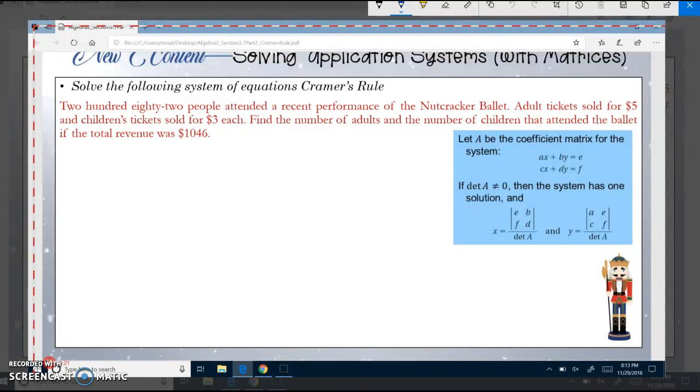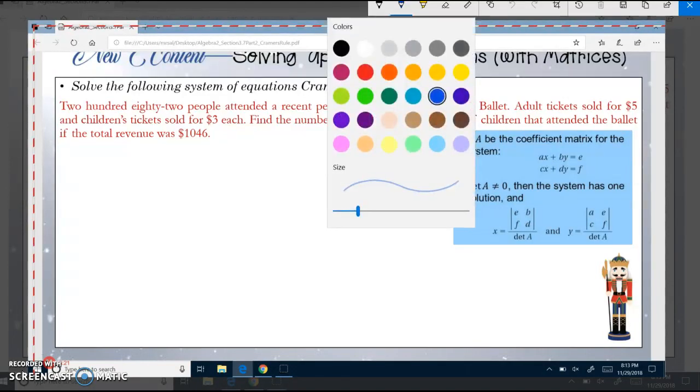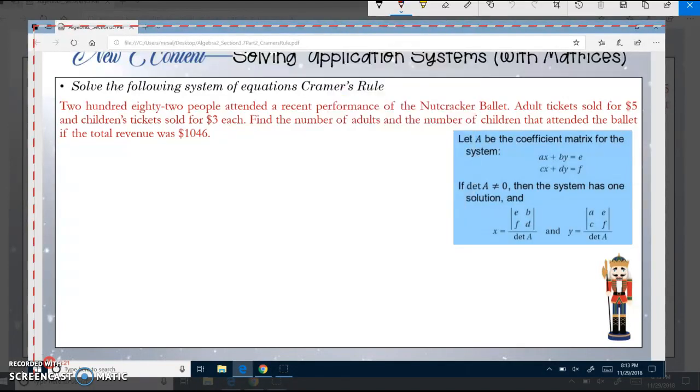$1,046. So this problem should feel very similar and familiar to our total cost problems that we solved back when we were starting off with algebraic systems with substitution and elimination. So we have information about the two different kinds of tickets that we're selling. So we can say X is equal to adult tickets.